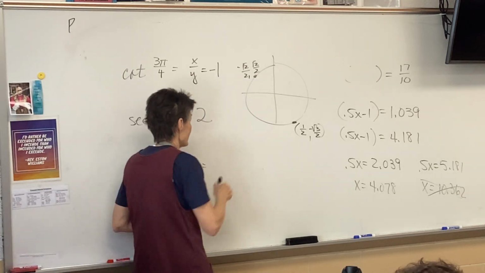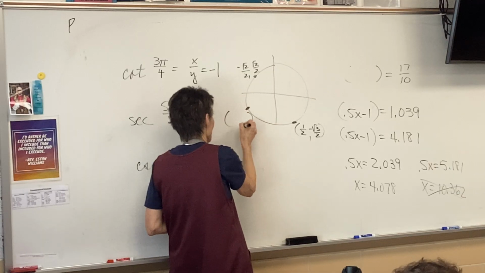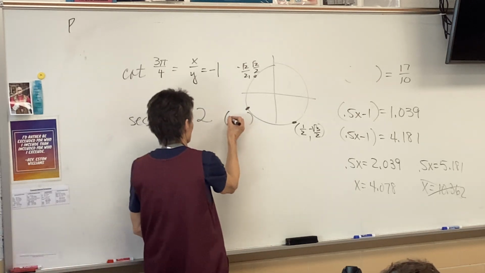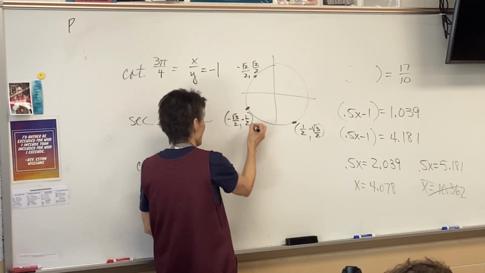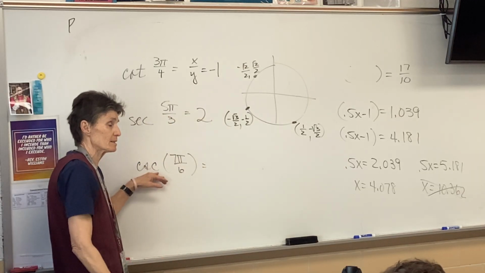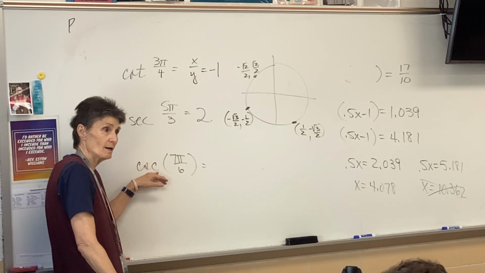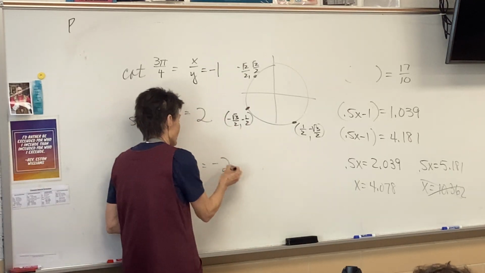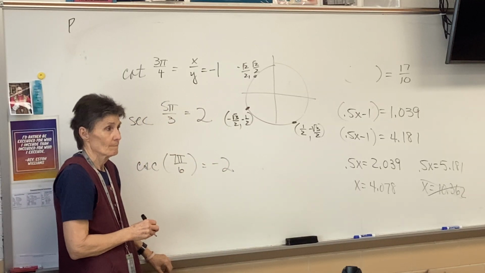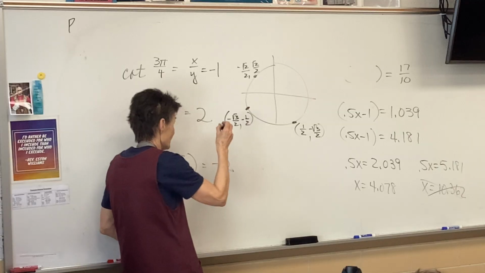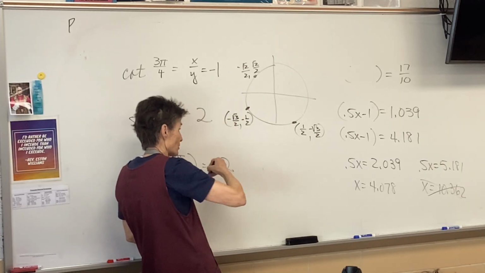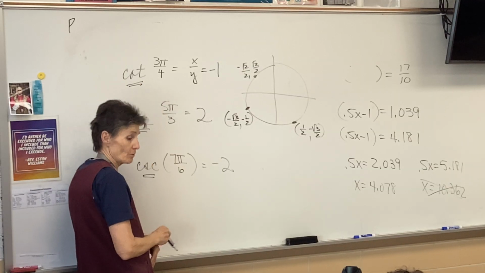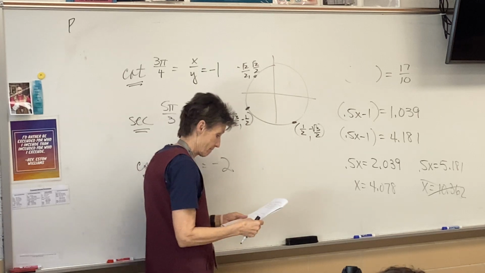All right, 7 pi over 6, it's right here. What is the ordered pair for 7 pi over 6? Negative root 3 over 2, negative 1/2. I want the cosecant. The cosecant is the reciprocal of the sine. So it's negative 2. Alright? So this is exactly what you've been doing on your unit circle, except now you've got to remember the definitions for your other functions.